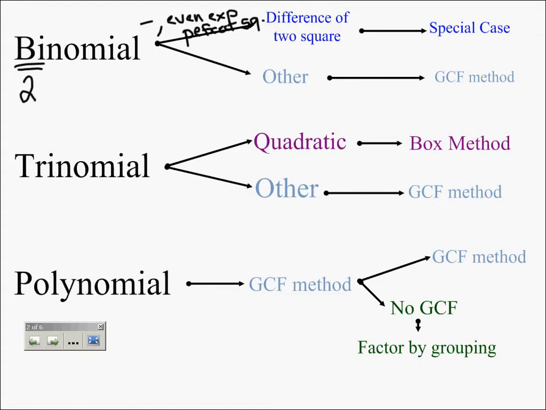Okay, if you do have that, you can go ahead and use your special case strategy. If not, you're just going to fall back onto the GCF. The GCF strategy is always your fallback.